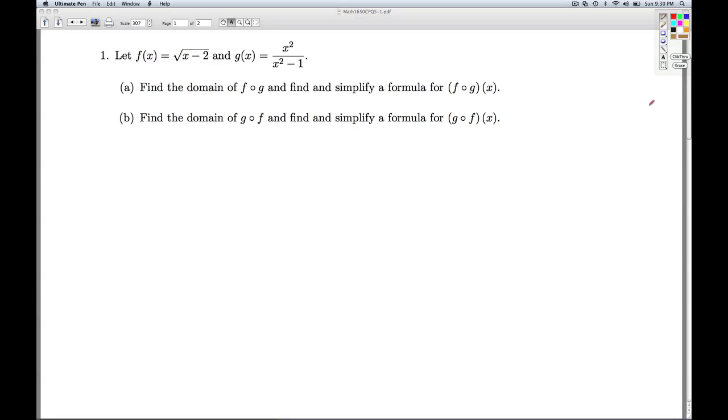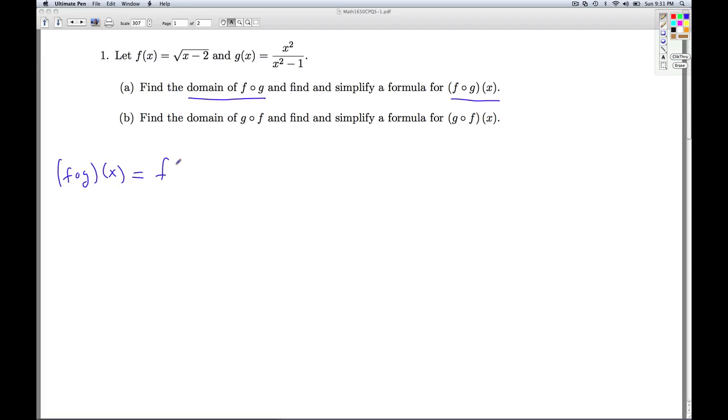In number 1 we're given two functions f and g, and in part A we're asked to find the domain of the composite function f of g, and then find and simplify a formula for f of g of x. And so these two things are connected to each other. The way we go about doing this is we'll start with finding the formula. And once we find the formula, we're going to look at the step before we did any simplification to find the domain. So what does this composite function mean?